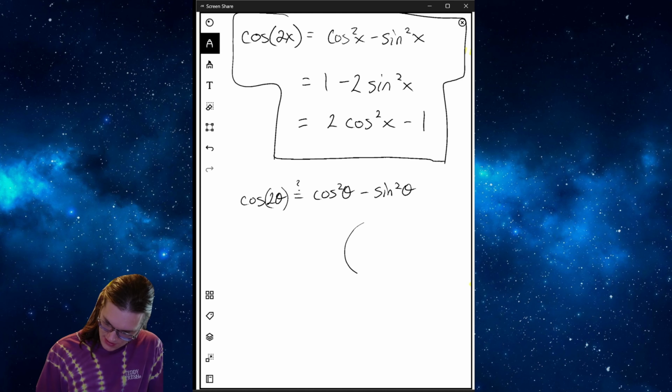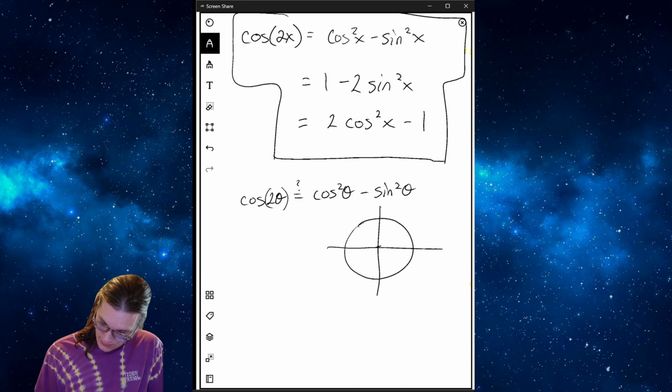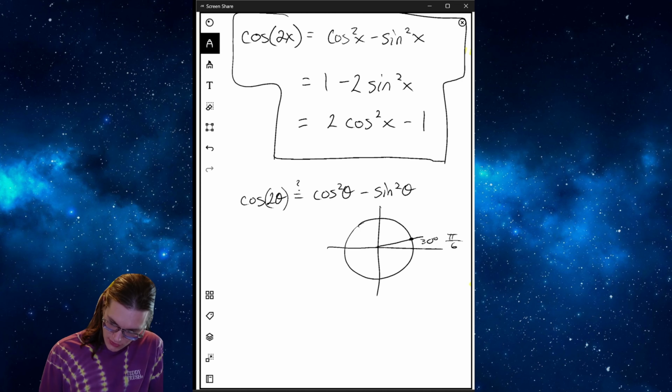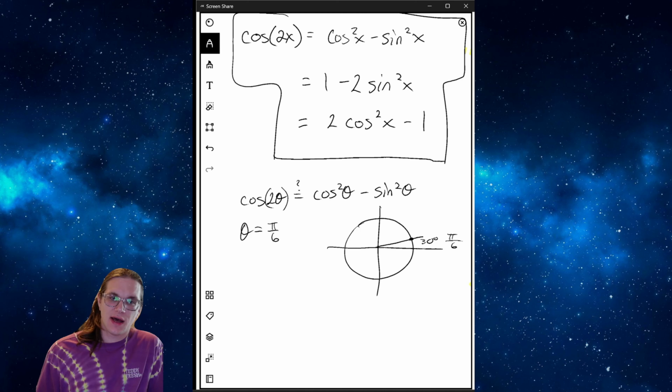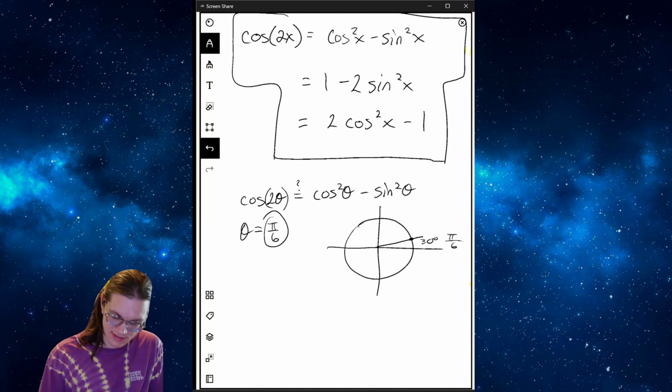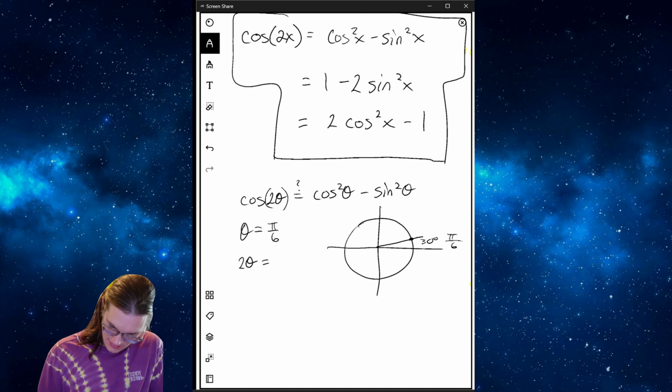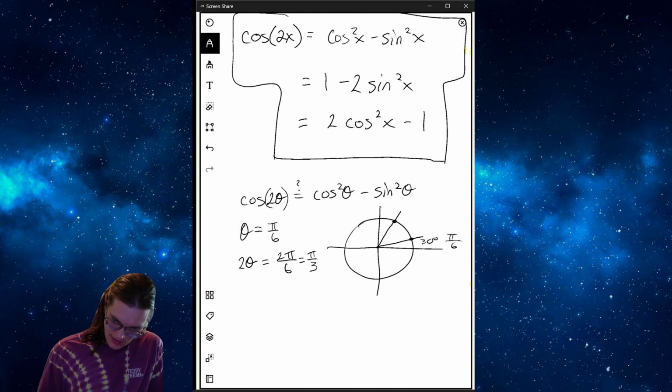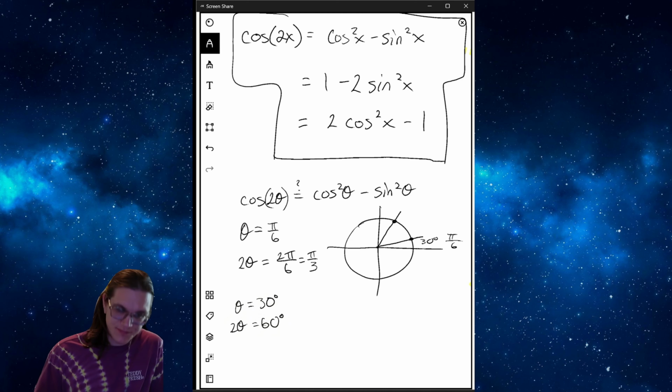What if we just pick an angle like 30 degrees? Why not? Or pi over 6, we call it. So I'm just choosing this to be theta. So theta is pi over 6. All right. If I double pi over 6, okay, 2 theta then is going to be 2 pi over 6, or pi over 3, which is over here. If you still feel more comfortable with degrees, then just think of it like this. 30 degrees, 2 theta is 60 degrees.